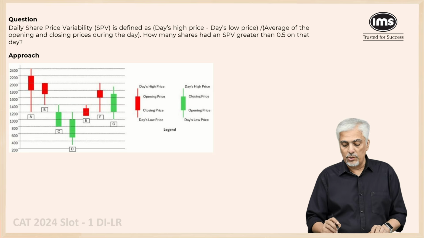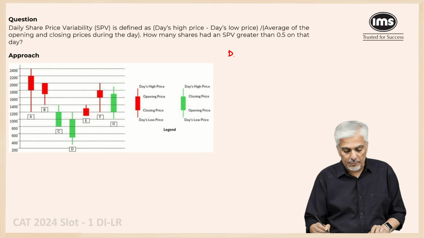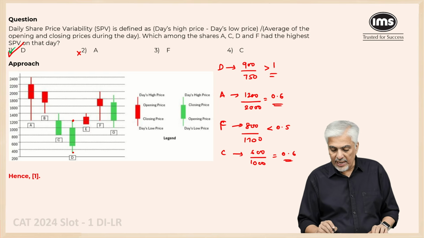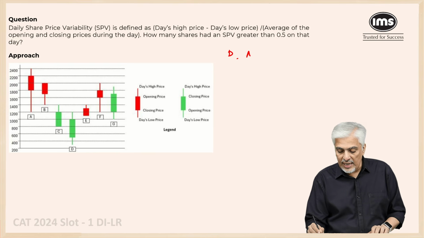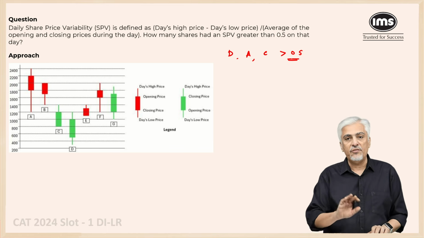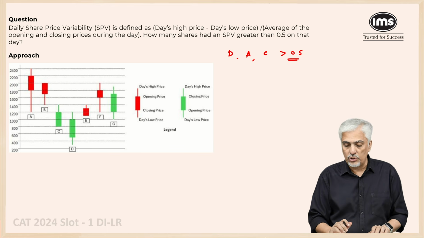So now if I have to continue, I know that D is more than 50%. F was not more than 50%. So D, A and C were more than 0.5, and F I already know is less than 0.5, so I don't need to check F.